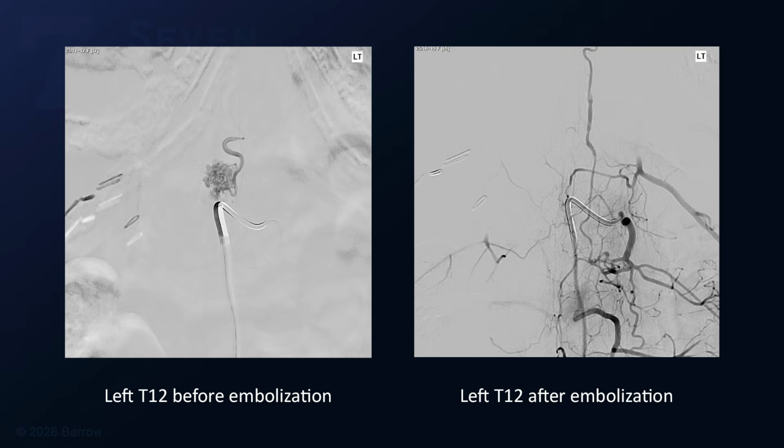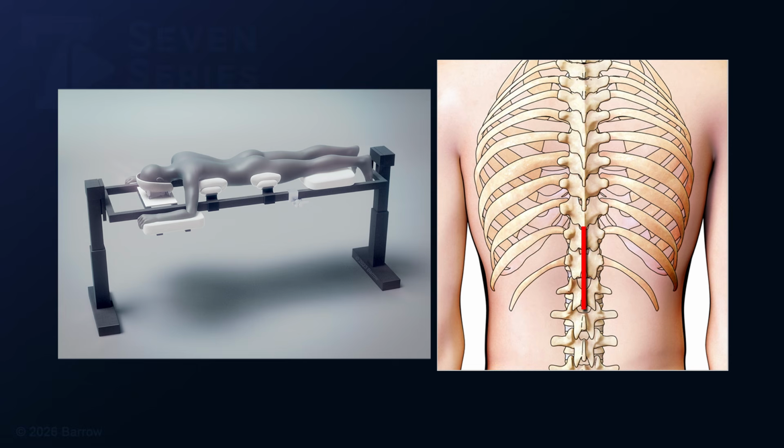The AVM is shown in the left image pre-embolization and on the right side post-embolization, indicating a good filling of the AVM with glue. The patient was taken to the operating room and positioned supine on a Jackson table. We performed a T11 to L1 laminectomy through this midline incision.